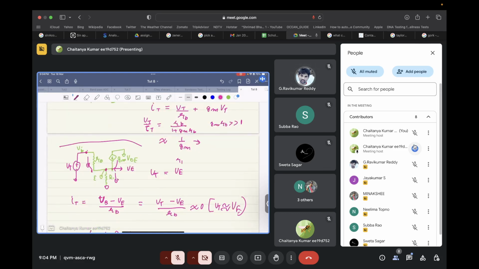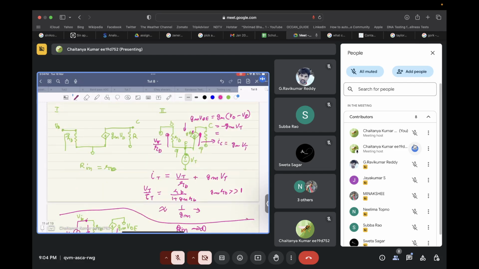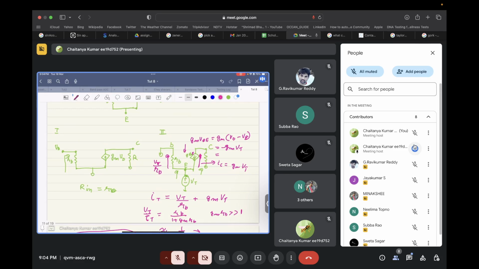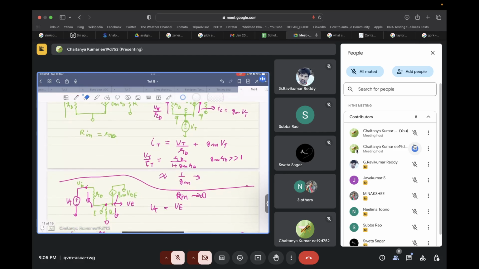Okay. So common collector has roughly Rin tending to infinity. So common collector has the highest resistance. Common emitter has a resistance equal to base resistance. This is also very high, but not as high as common collector. So common collector basically has this RB multiplied by some quantity which is approximately a very large number. So Rin is almost infinity.